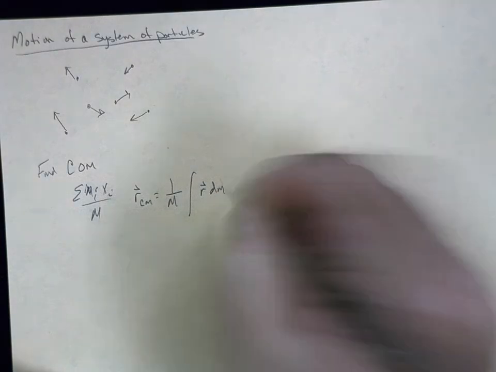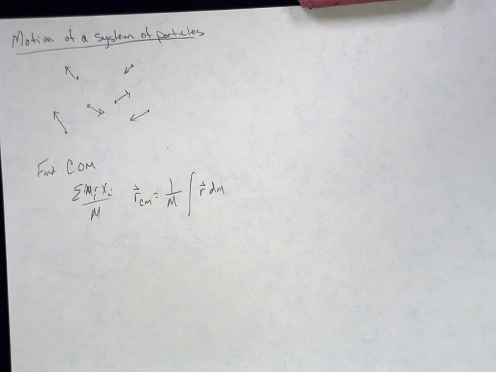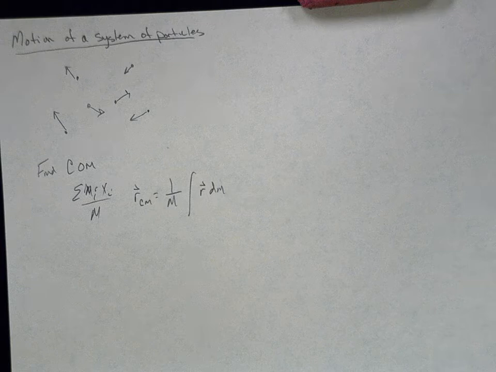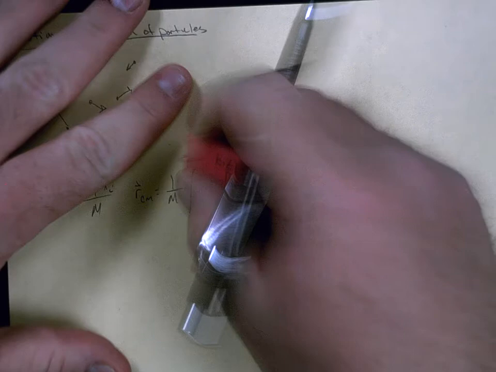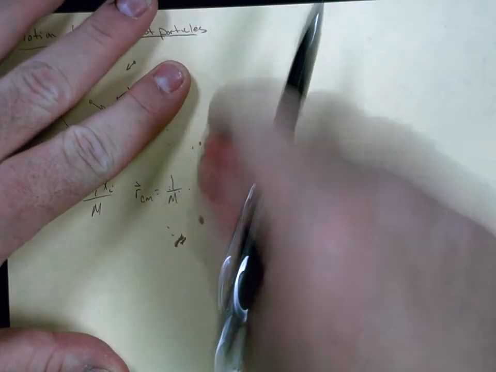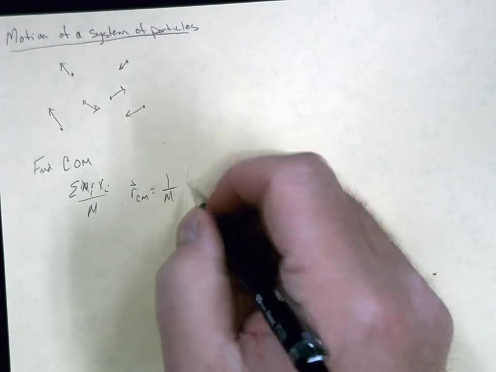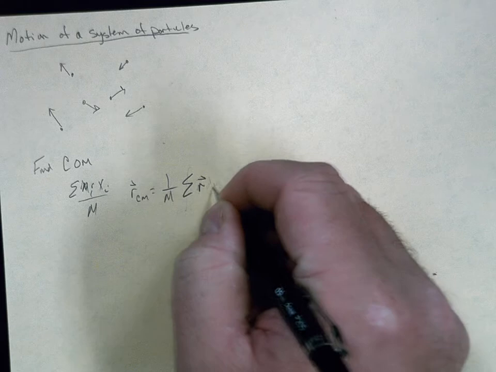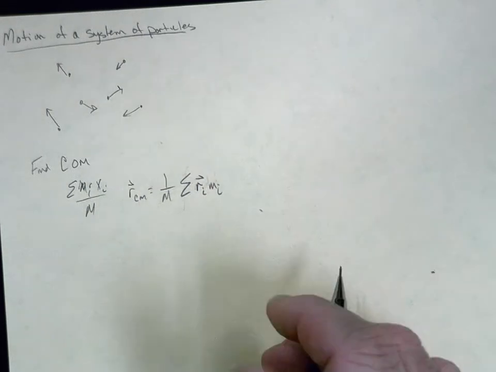Well, actually, that's the integral, but instead of jumping straight to the integral, it's really going to be 1 over mass times the sum of all the individuals, because if it's a system of particles, then we're really counting all of the individuals. So it's going to be our sum of r_i m_i as i goes from 1 to infinity.